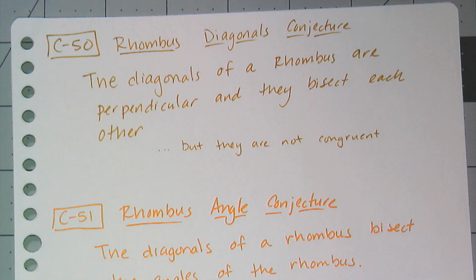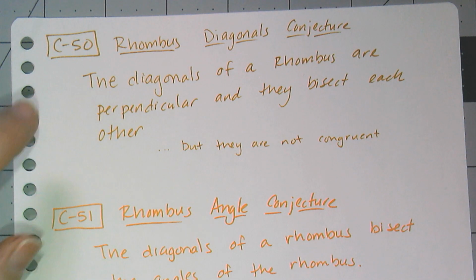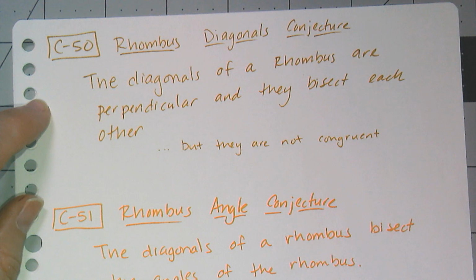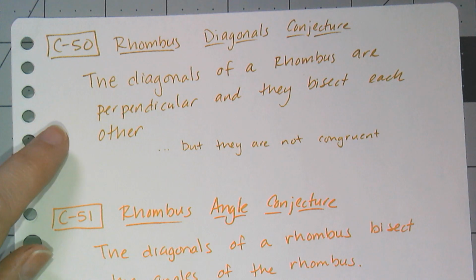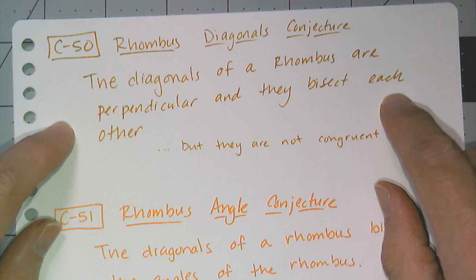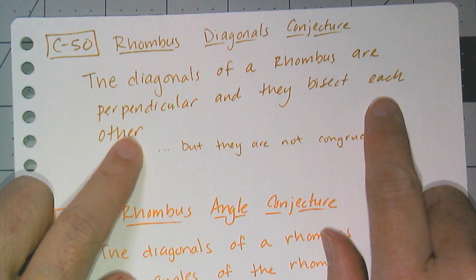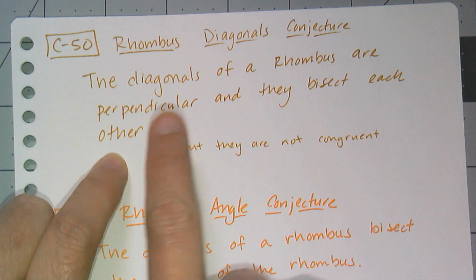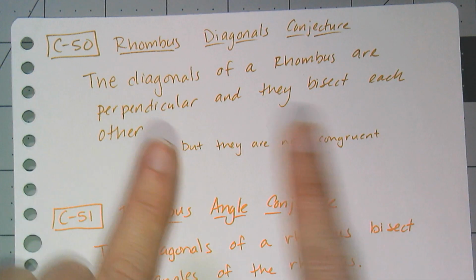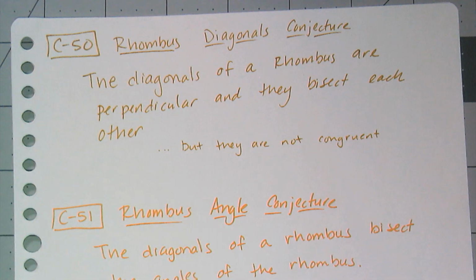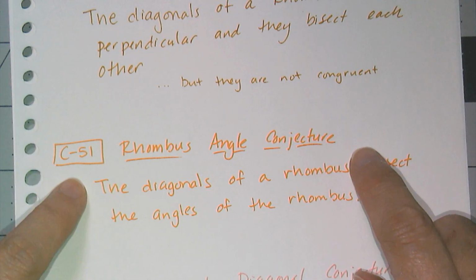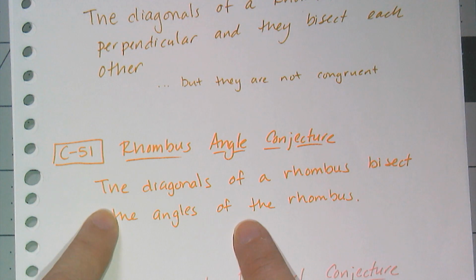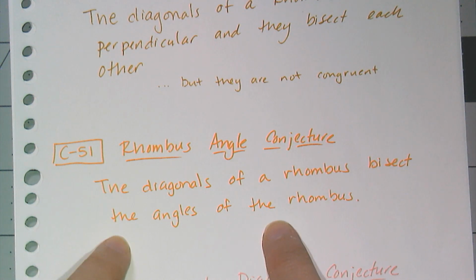So this takes us to the last conjectures of the polygon unit, C50, our 50th conjecture. Not really, I think we've had a couple of extra ones that were unnumbered, but our 50th numbered conjecture is the rhombus diagonals conjecture that says the diagonals of a rhombus are perpendicular and they bisect each other. Remember that bisect each other part comes from them being parallelograms. What's special about the rhombus is that they're perpendicular, but they are not congruent. Okay. C51 is the rhombus angle conjecture. This tells us that the diagonals of a rhombus bisect the angles of the rhombus.